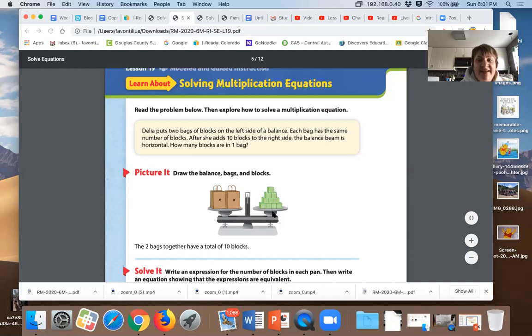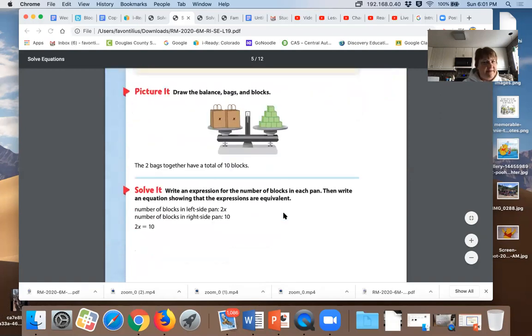Knowing you guys already, as you're thinking, you're just dividing this 10 in half, and you're putting 5 in one bag and 5 in the other, aren't you? Let me see, 1, 2, 3, 4, 5, 6, 7, 8, 9, 10. Well, that would make so much sense, but let me see. The 2 bags together have a total of 10 blocks.